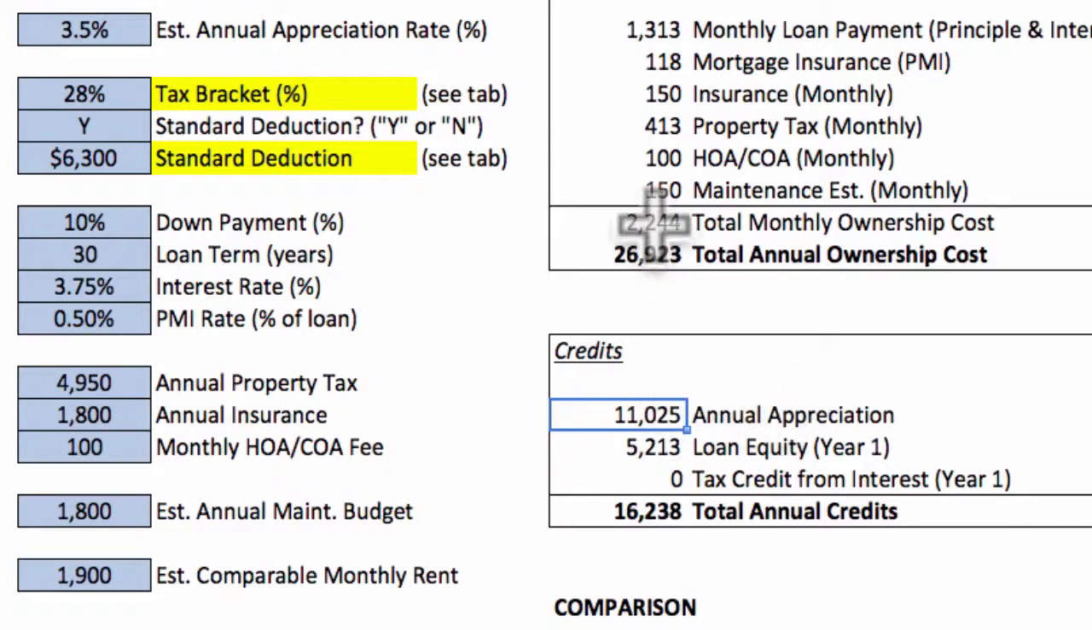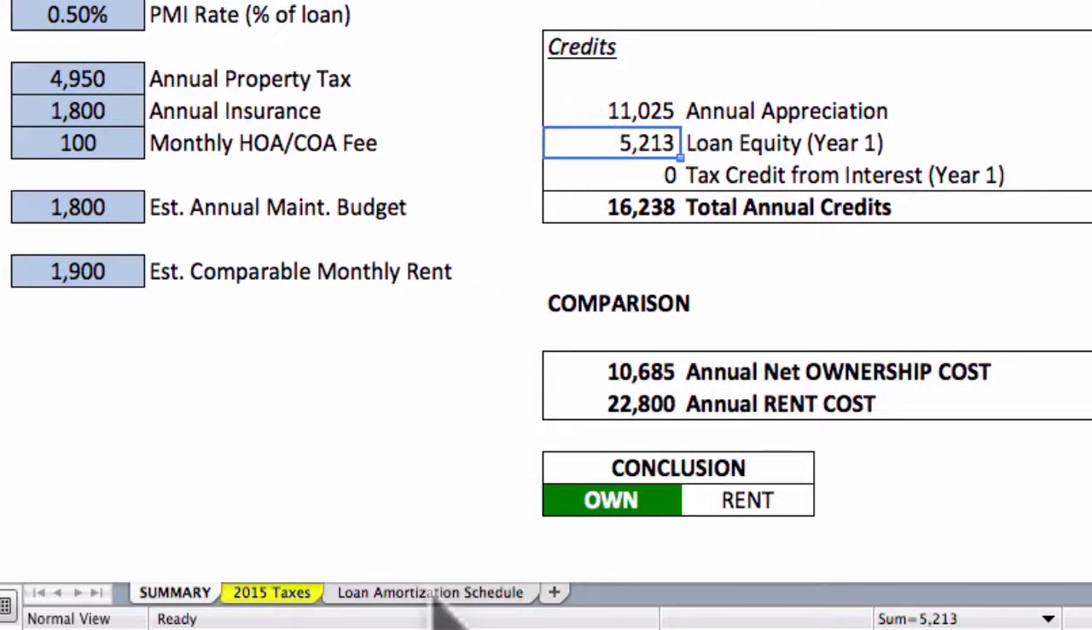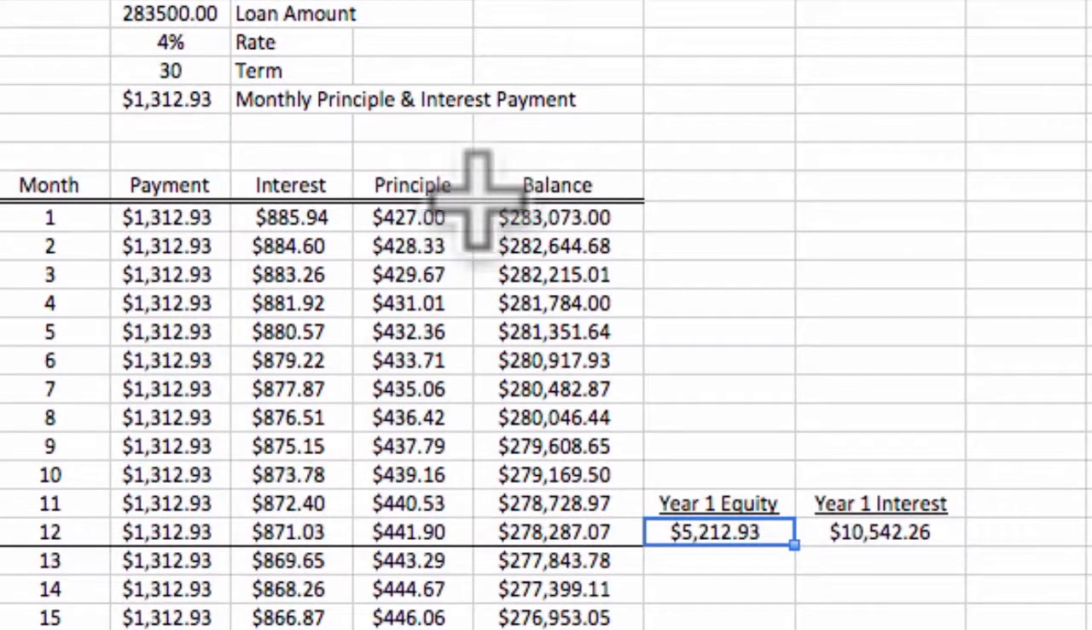So if we offset our carry costs by $11,000, and then we also offset it by $5,200, which is our equity that we built in the house by paying the mortgage down that year, which, by the way, if you want to look at the amortization schedule, you just click on this bottom tab here, and that will show you a breakdown of what total interest and what total principal you paid down on that first year.